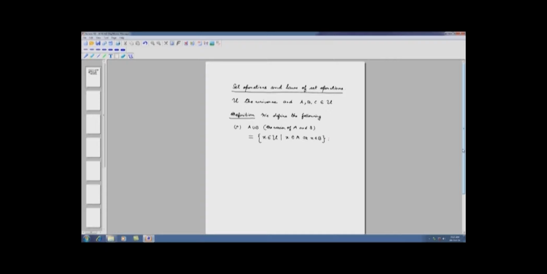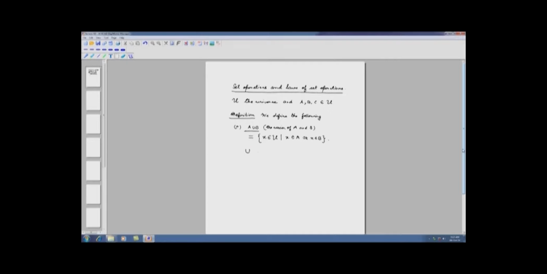Now, this is intuitively very clear. This only means that given any two sets A and B, I can consider a set which contains all the elements of A and all the elements of B. Needless to say that it will contain the elements which are both in A and B, and this bigger set is denoted by A union B. This symbol is the symbol of union of two sets. So, this is an operation on sets.